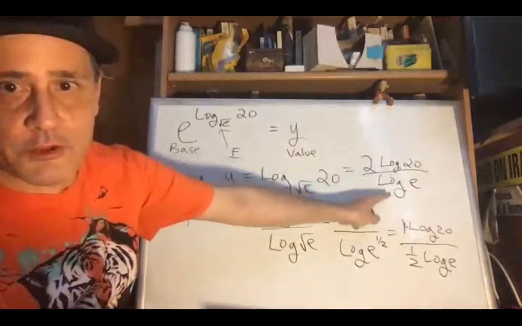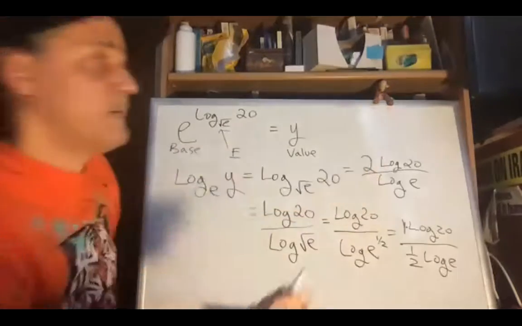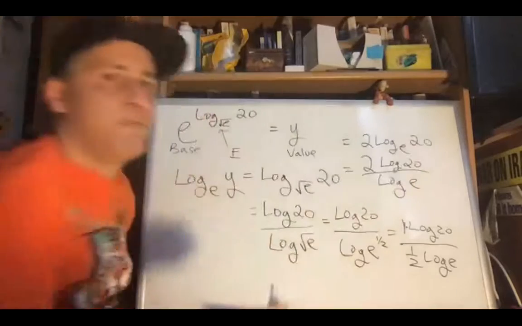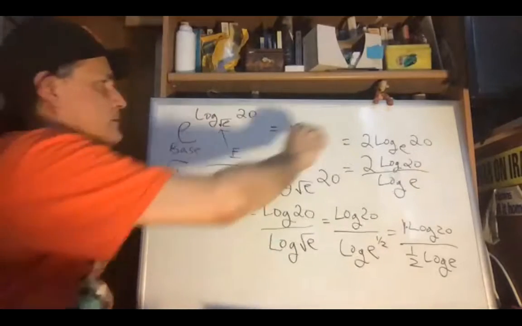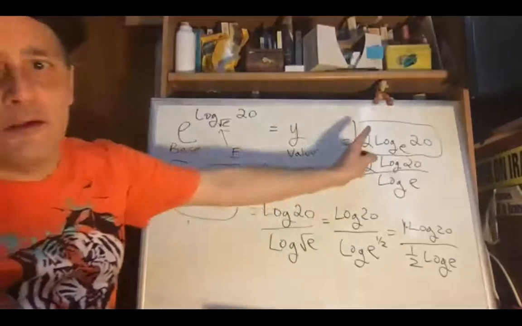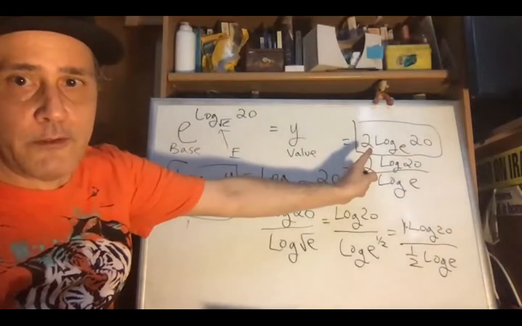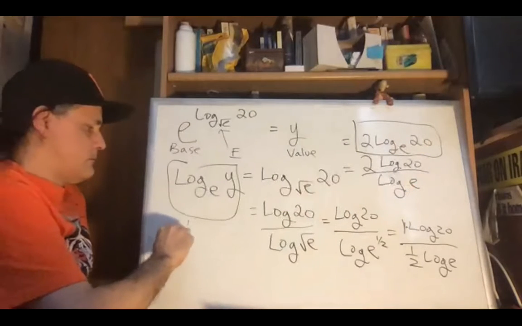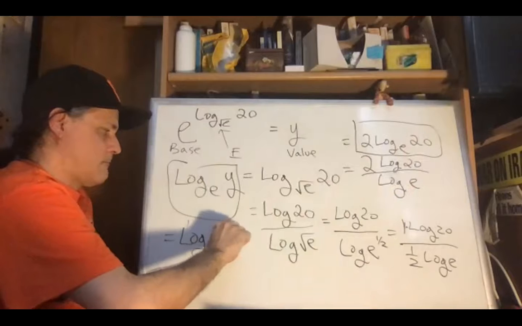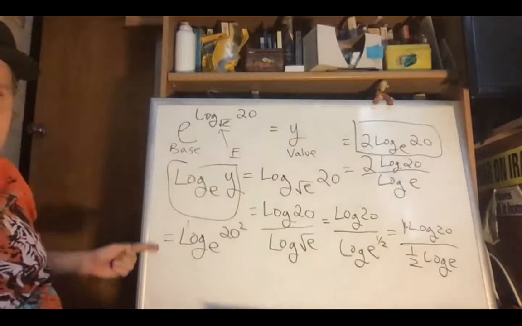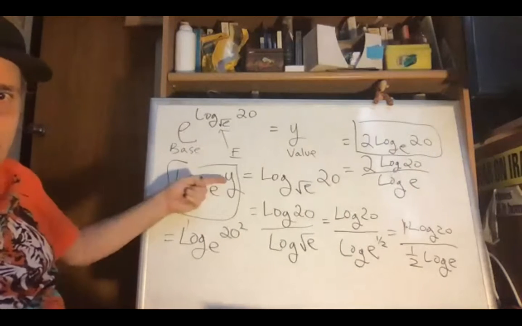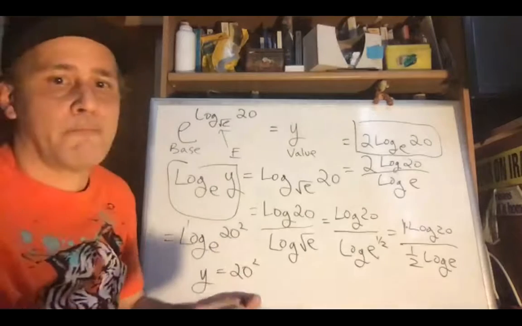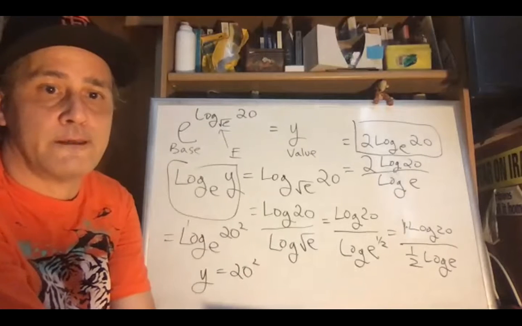And now we can reverse the change of base property. So now we have this equal to that. Now we can reverse the power property. If the 2 multiplied the log, that means it originally was the exponent of 20. Now we have 2 logs that have exactly the same base, so the values have to be the same. And so y is 20 squared. I know, kind of kooky.